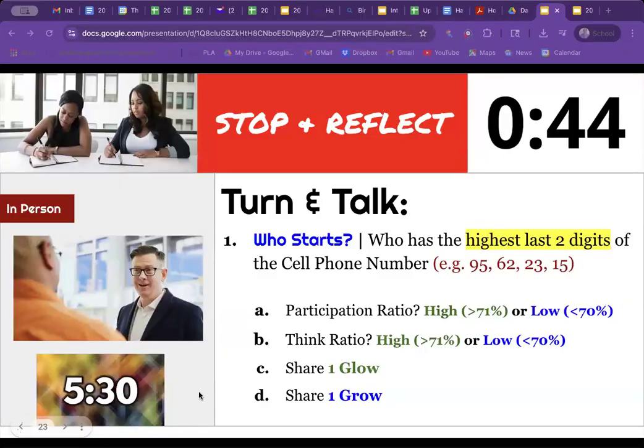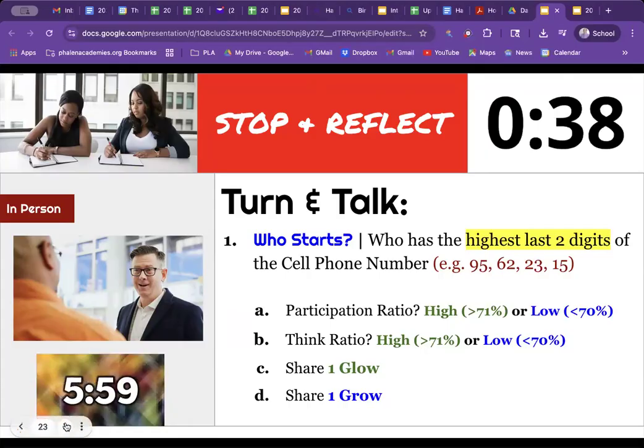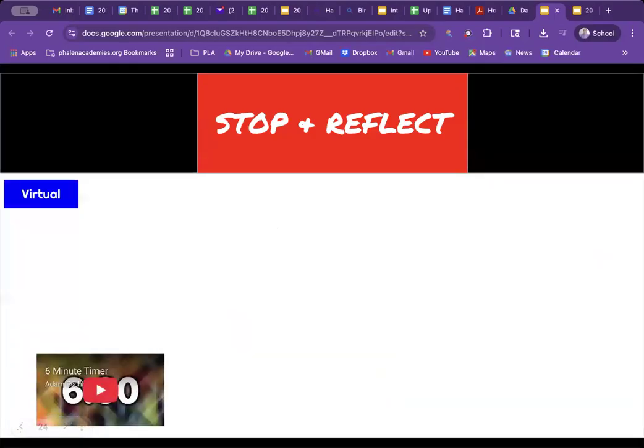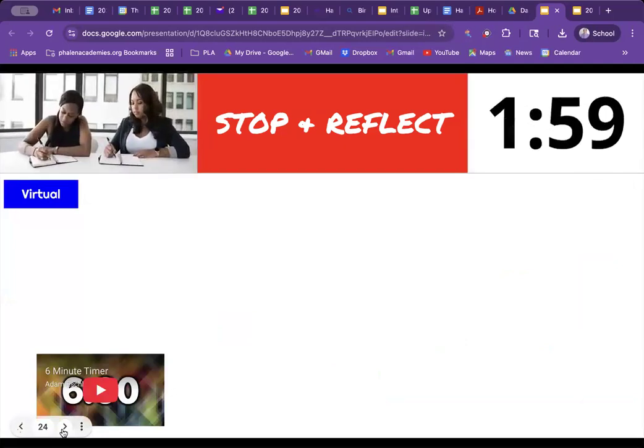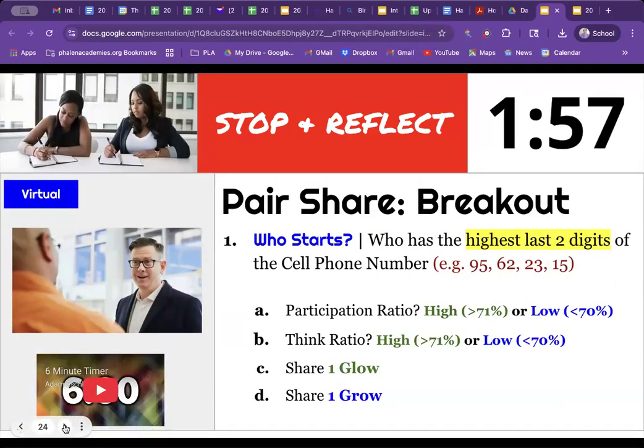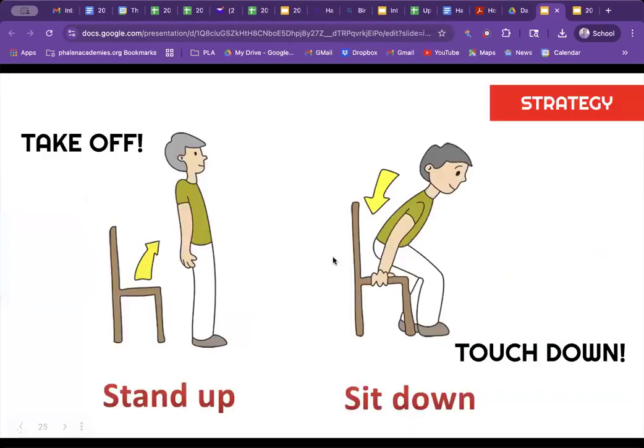Okay, of course you would give them the entire time to do that. This next slide is for the virtual school to be able to do virtually. When you're doing the presentation, you want to make sure to skip the slide that doesn't apply to you.